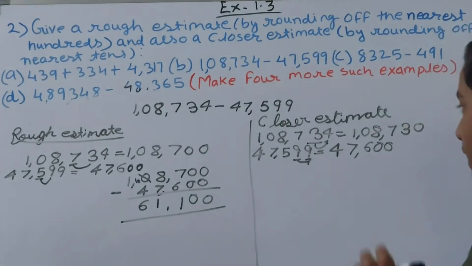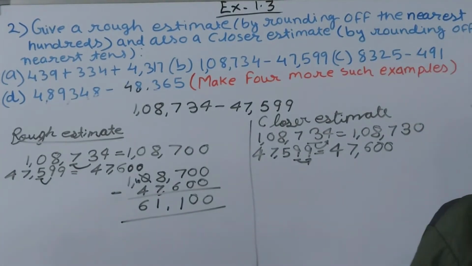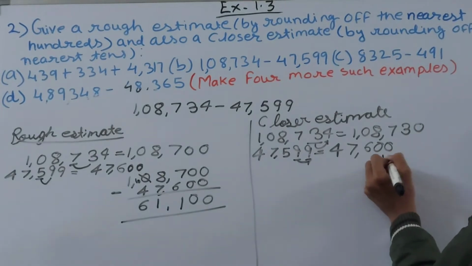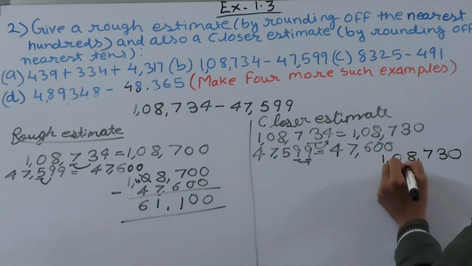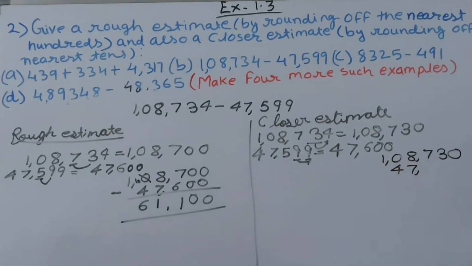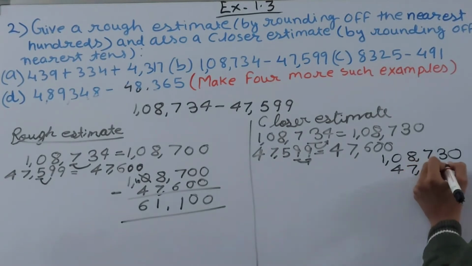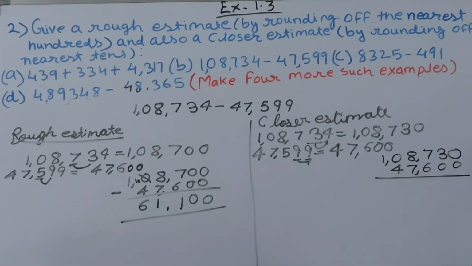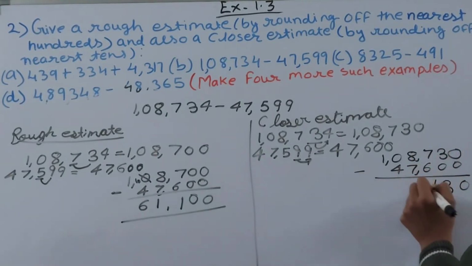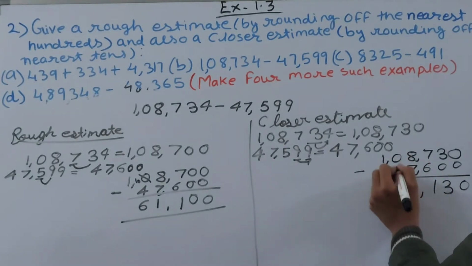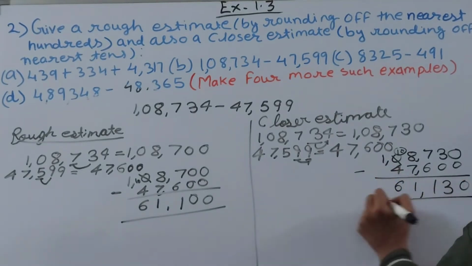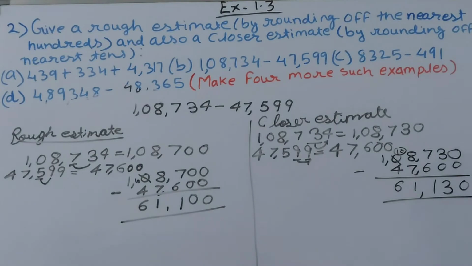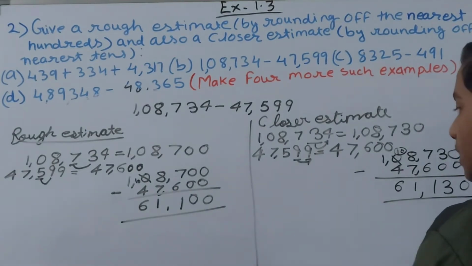Okay, now we will subtract them. First we have 1,08,730, and in the next one we have 47,600. Now we will subtract them. So that is 0 minus 0 is 0, 3 minus 0 is 3, 7 minus 6 is 1, 8 minus 7 is 1, 0 will turn to 10, 10 minus 4, that will be 6. So we get 61,130, which is the closer estimate.